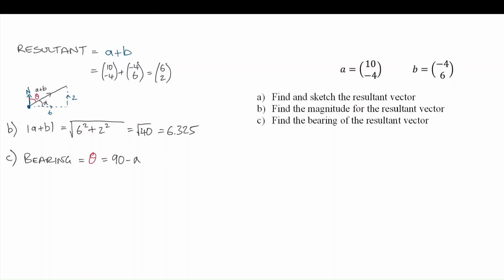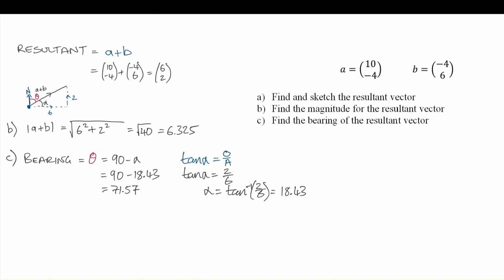I should be able to find alpha using the triangle that I already have. We know from right angle trigonometry that tan alpha equals the opposite over the adjacent. In this case, tan alpha equals 2 over 6. Alpha is inverse tan 2 over 6, 18.43. Theta is 90 minus 18.43, 71.57. And since it's a bearing, we should have a leading zero, 071.57 degrees.